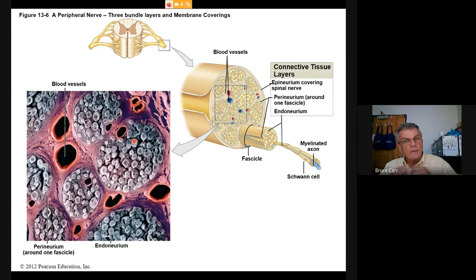Now, nerve cells are very different in that they often are very long. An individual neuron might be 30 inches long. So these are running side by side, are organized into bundles, as shown here.